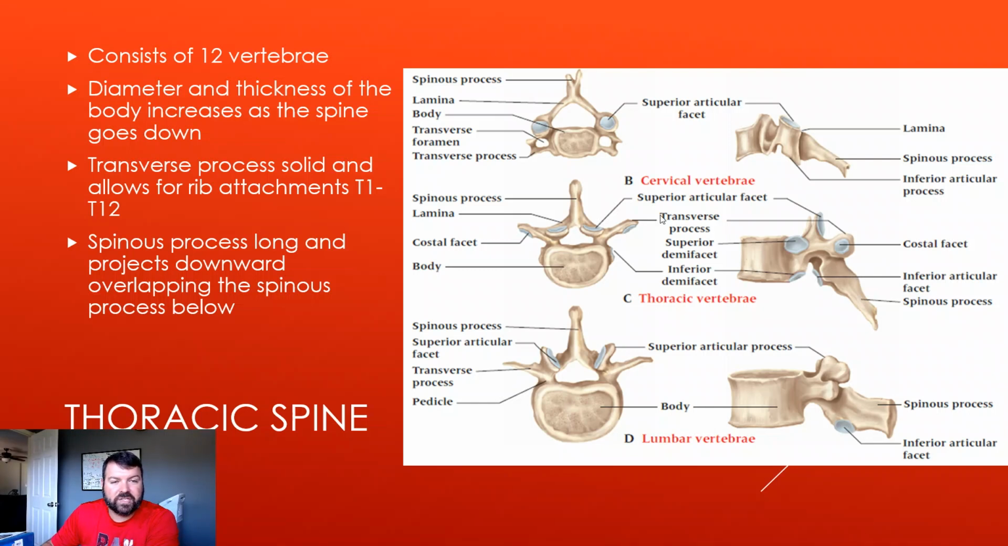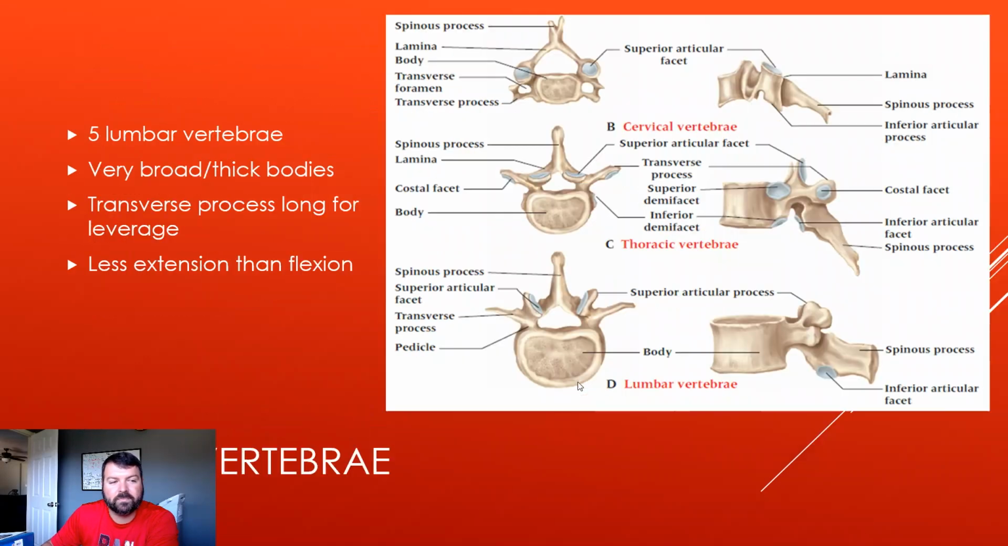You also see the vertebral foramen, which is very large, where the spinal cord travels through. It is larger for the cervical, a little smaller for the thoracic, and roughly about the same size for the lumbar.